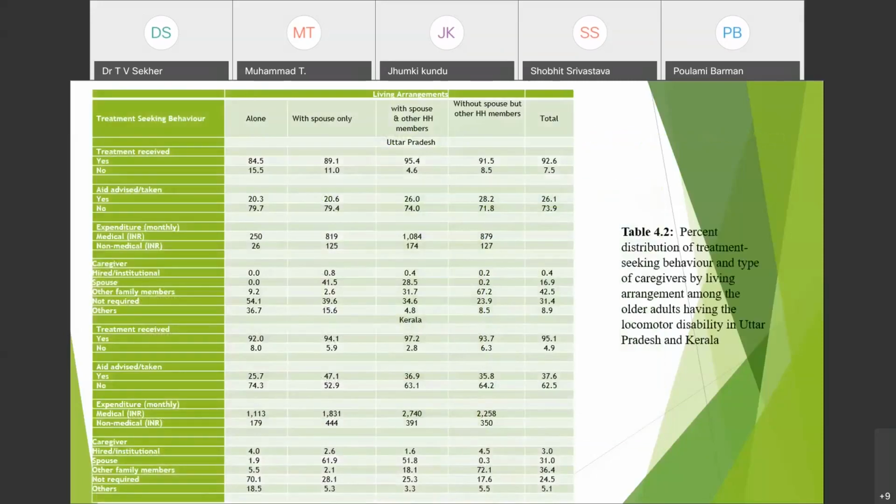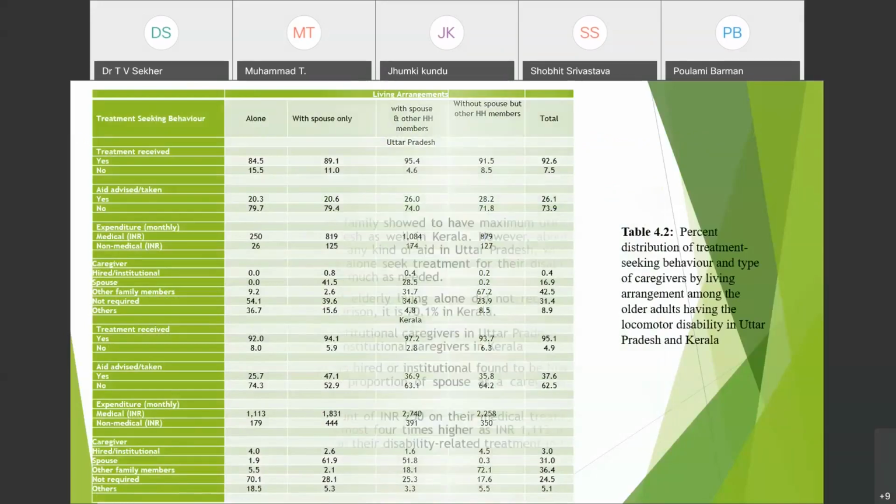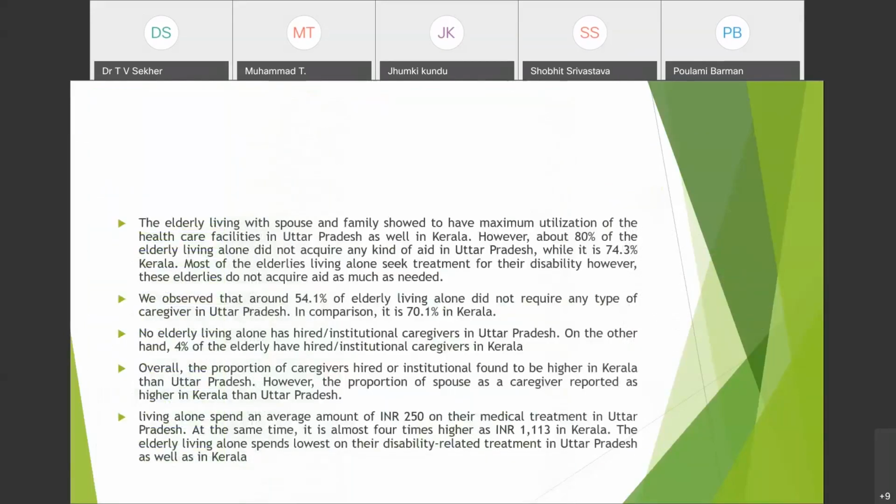This is the table for percentage distribution of treatment-seeking behavior and type of caregivers by living arrangement among the older adults in both the states. The elderly living with spouse and family showed maximum utilization of healthcare facilities in UP as well as in Kerala. Most of the elderly living alone seek treatment for their disability. However, these elderly do not acquire aid as much as needed. No elderly living alone has hired institutional caregivers in UP.